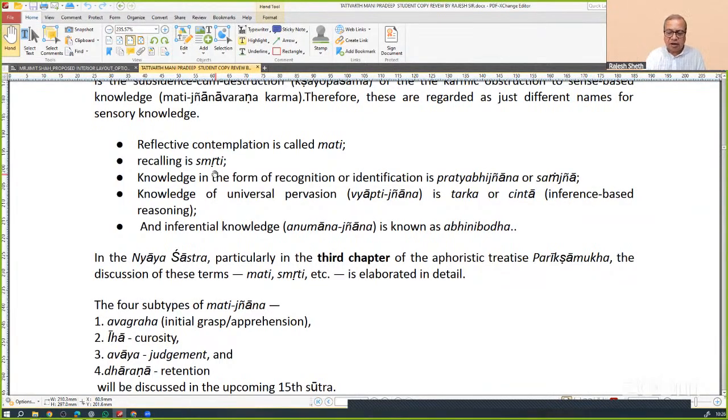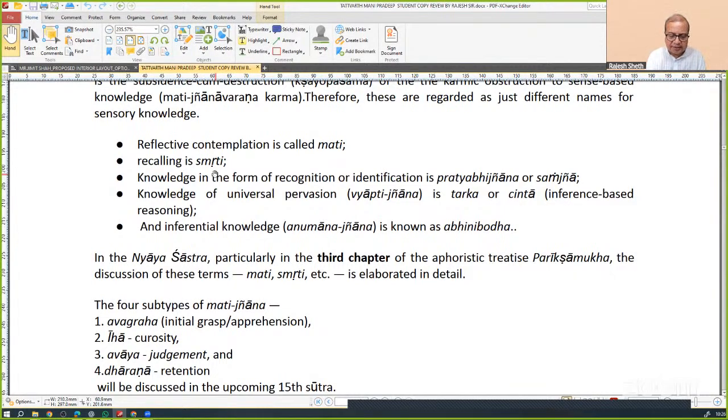Okay. Then the third is, so we can write memory here. Instead of recalling, we will write memory is Smriti. We will have common terminology everywhere. Okay. So write memory. Okay. Then knowledge in the form of recognition. So the third one is recognition or identification, pratyabhigyan or sangya. Okay. So we will write recognition as a common terminology, and in bracket you can write connecting knowledge for our understanding. Okay. Recognition, knowing in the form of recognition, is connecting knowledge.